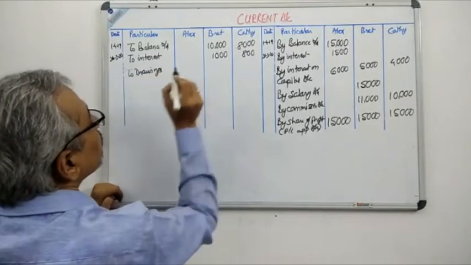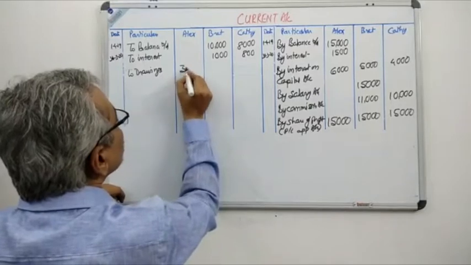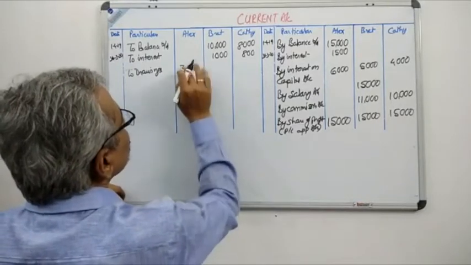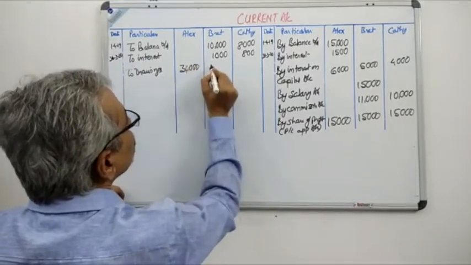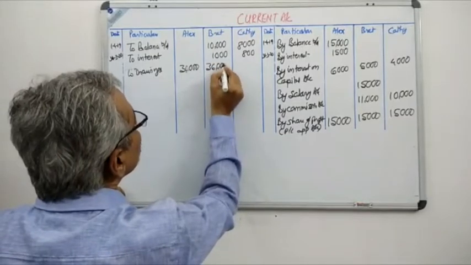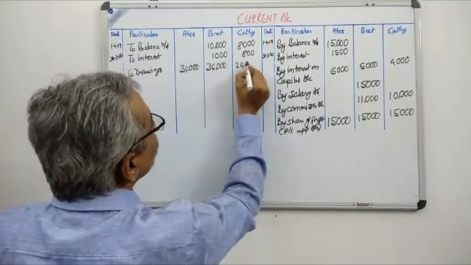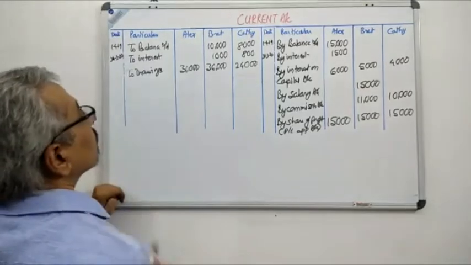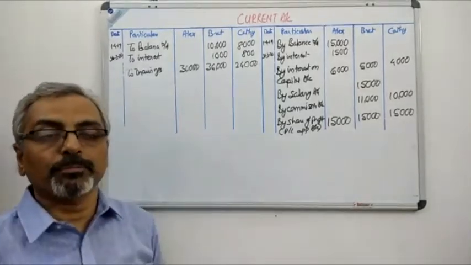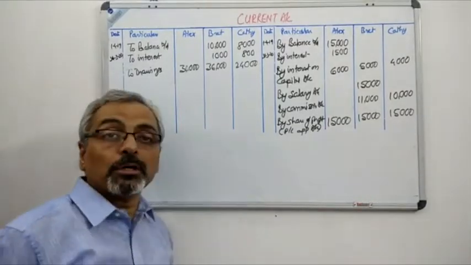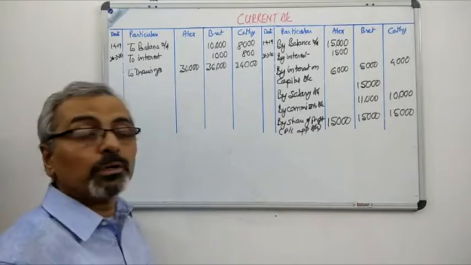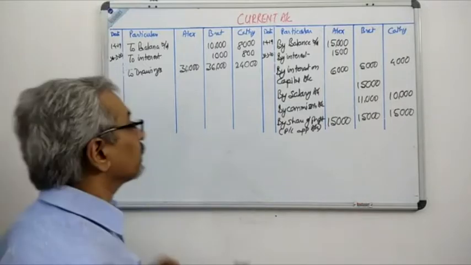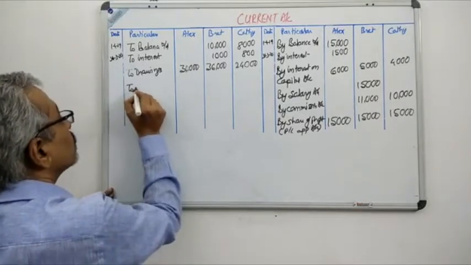We are not writing any date over here. So, you can see 36,000. Sorry, first partner is 30,000, second partner is 36,000 and the third partner is 24,000. Why? Because Alex had drawn 2,500 per month, Brett had drawn 3,000 per month and Kathy had drawn 2,400 per month.